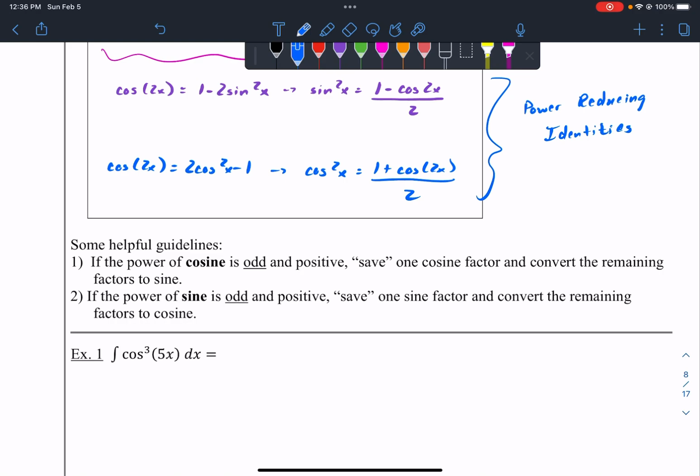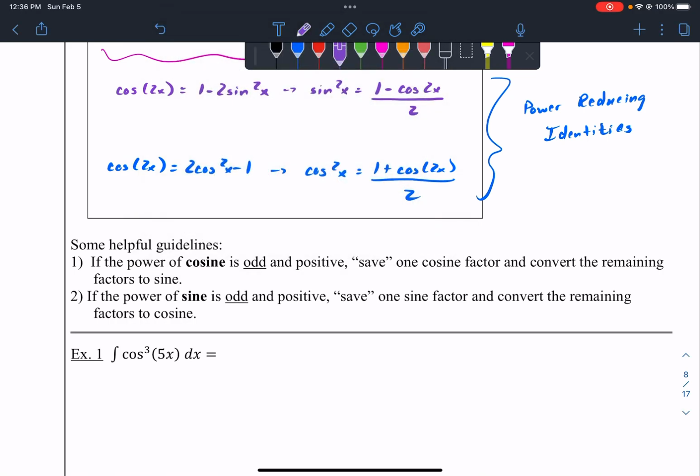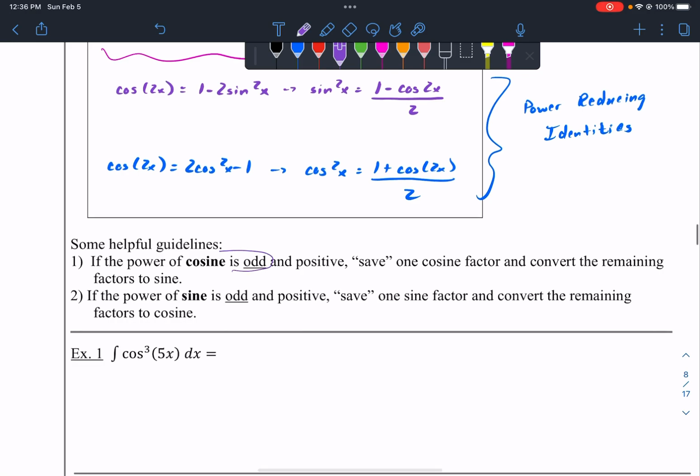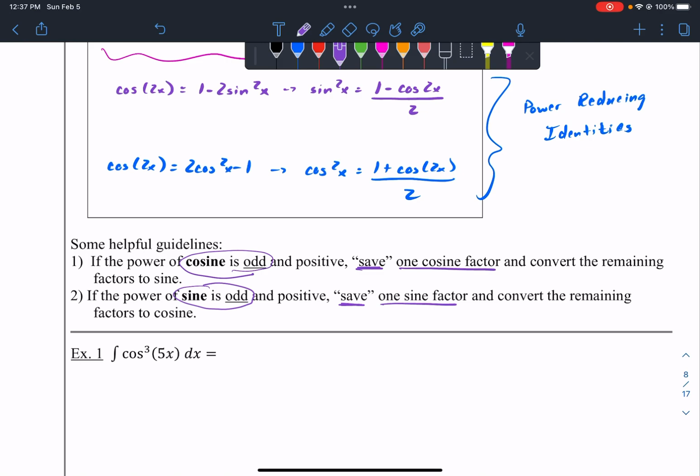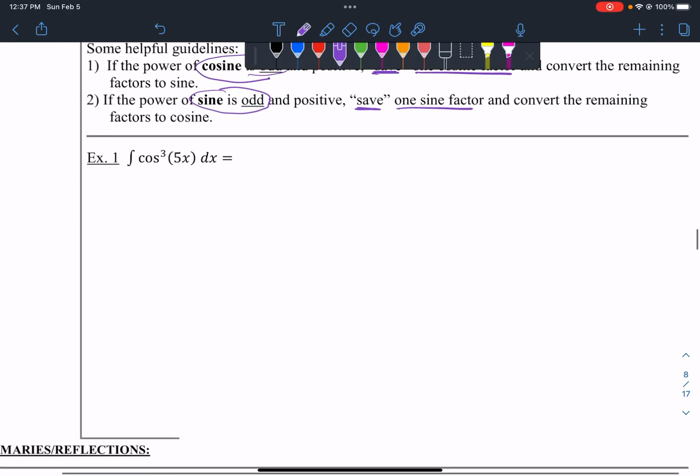So let's start here with the idea of working with odds. Anytime we're dealing with an odd power of any kind, whether sine is odd or cosine is odd, it doesn't matter, we're basically looking to save one of the sine factors or save one of the cosine factors. We want to separate if we're dealing with an odd power and then replace using one of these identities. So let's do example 1 so you can see what I'm talking about.